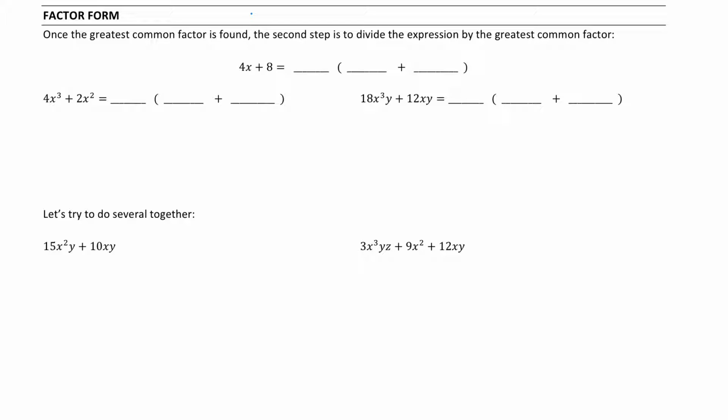So by now we have learned how to find the greatest common factor. We've also learned how to divide a polynomial by a term. So we're going to combine the two in order to find out how to factor a polynomial. So once the greatest common factor is found, the second step is to divide the expression by the greatest common factor. So let's do the first example here together.